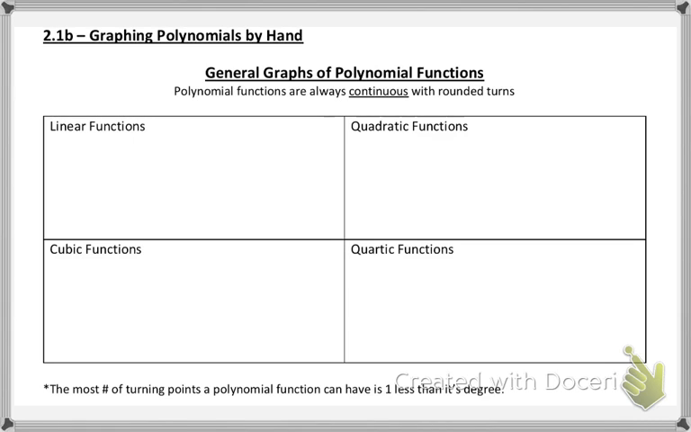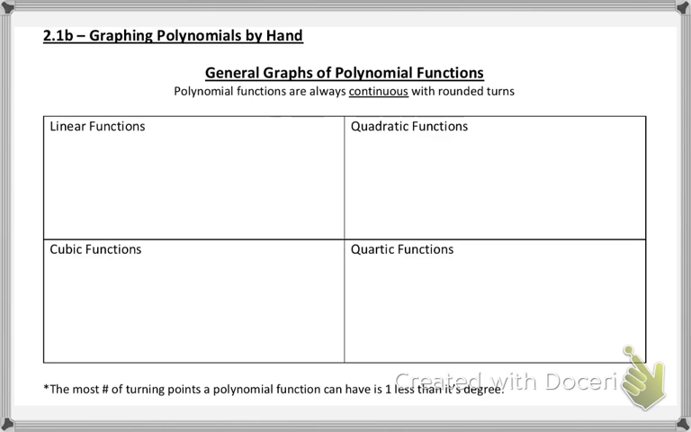types of polynomials. We know that polynomial functions are always continuous with rounded turns, which means that we should be able to trace our polynomial functions from the left to the right without having to lift your pencil. So it's continuous. And if there are turns, it's always rounded turns, so it's always curved if there's a turning point. So let's start with some polynomials that you're familiar with from Algebra 1 and Algebra 2.